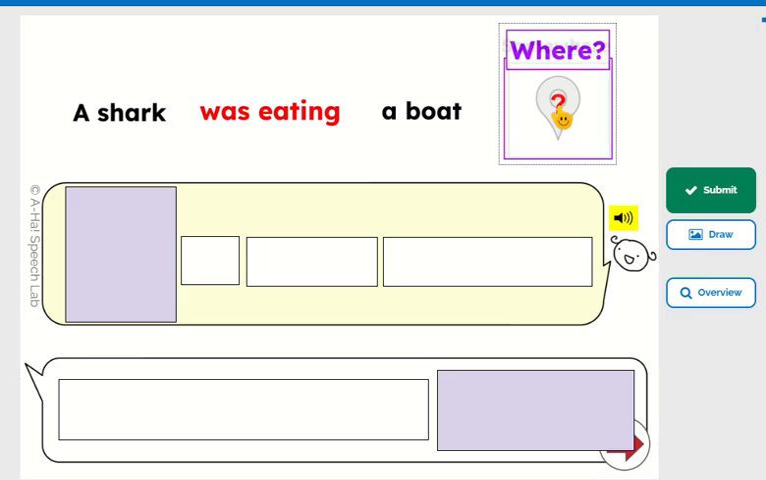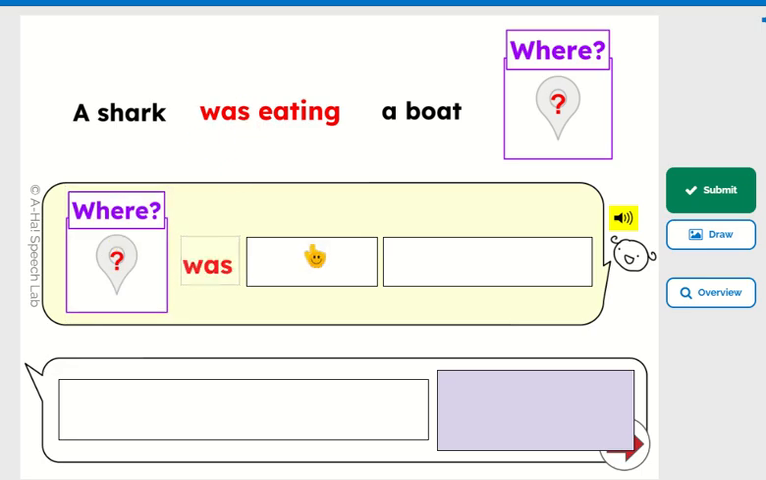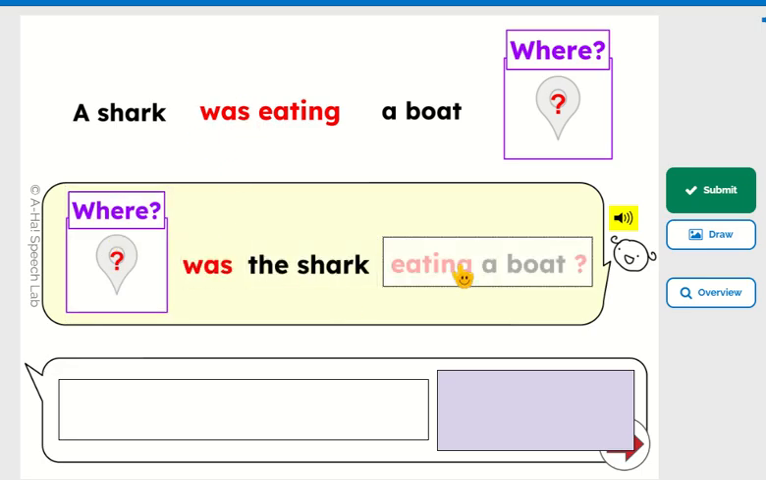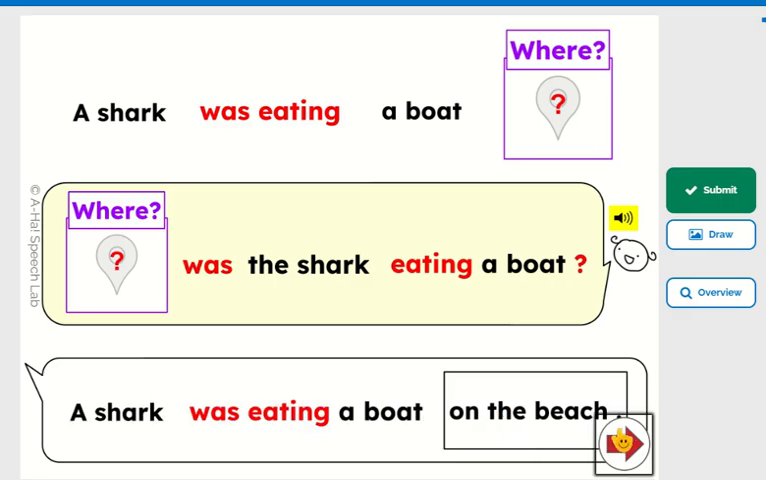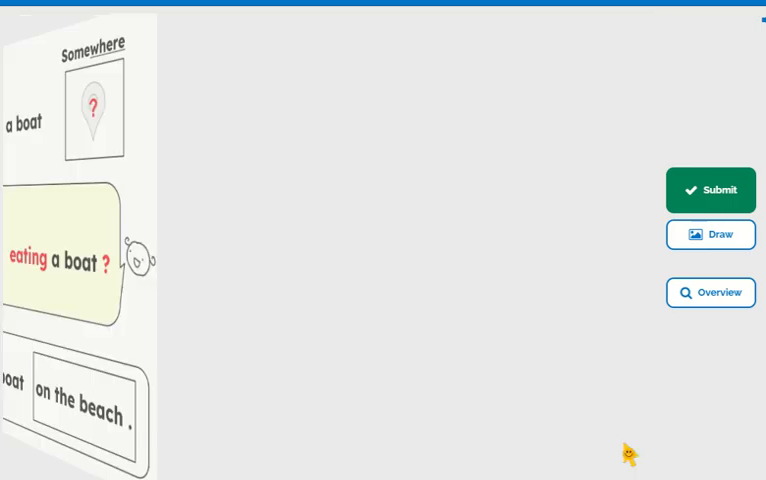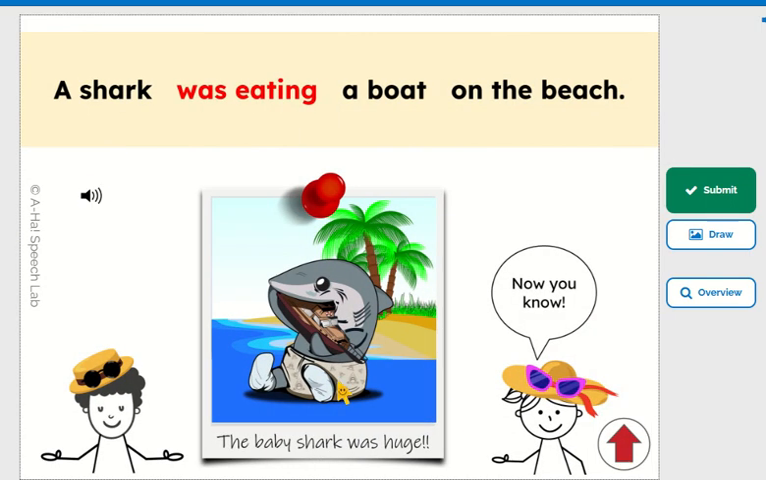So let's find out. We're going to use the word where. We're going to start with where. Let's ask, where was the shark eating a boat? Let's find out. On the beach. A shark was eating a boat on the beach. Can you picture that? Ta-da! Here it is. The baby shark was huge.